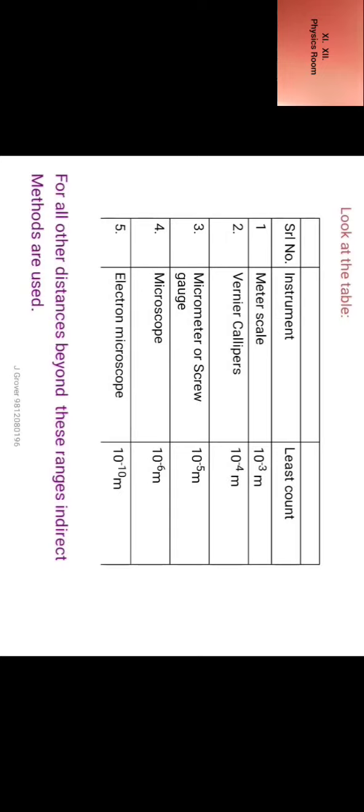And electron microscope is another instrument which is used to measure lengths up to 10 raised to power minus 10 meters. That is, we can view atoms with the help of electron microscopes, because the size of an atom is of the order of 10 raised to power minus 10 meter. For all other distances beyond these ranges, indirect methods are used. Scientific principles or mathematical principles such as echo principle and parallax principle are used to measure distances.